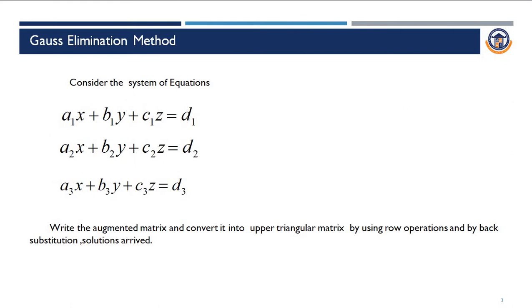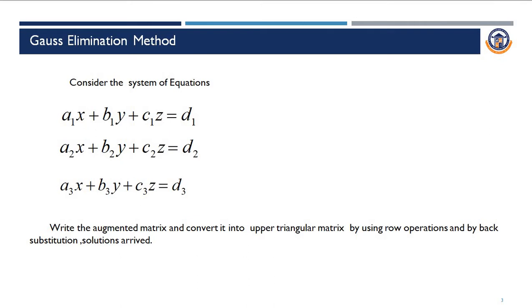Now let us see the Gauss-Elimination method, how we can apply it to a system of equations. First of all, let us see a system of equations: a1x plus b1y plus c1z equal to d1, a2x plus b2y plus c2z equal to d2, a3x plus b3y plus c3z equal to d3. Here we can say it is a system of equations having three equations and variables x, y, z. Here a1, a2, a3 are coefficients of x, b1, b2, b3 are coefficients of y, c1, c2, c3 are coefficients of z. d1, d2, d3 are nothing but the constants given on the right hand side of each equation.